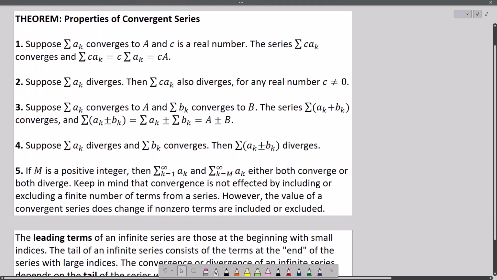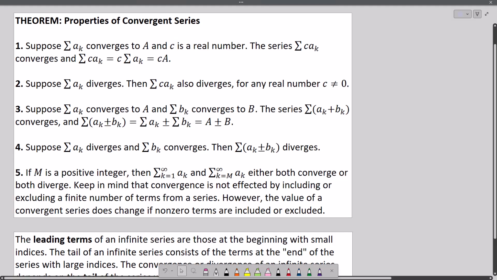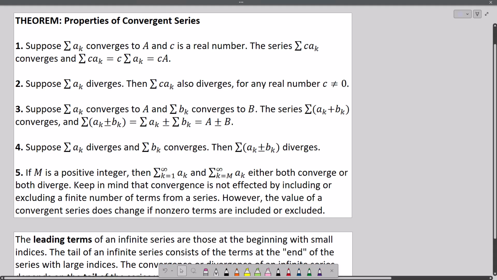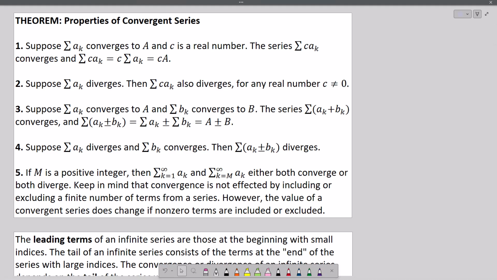So, some properties when we have a convergent series. These properties should be very intuitive. They should remind you of limit properties, derivative properties, and integral properties.